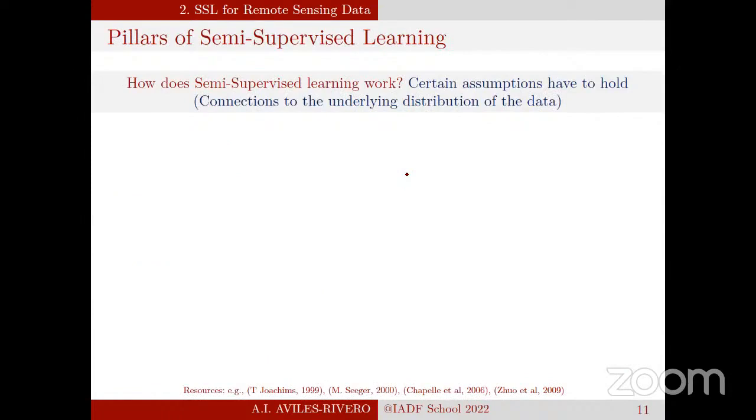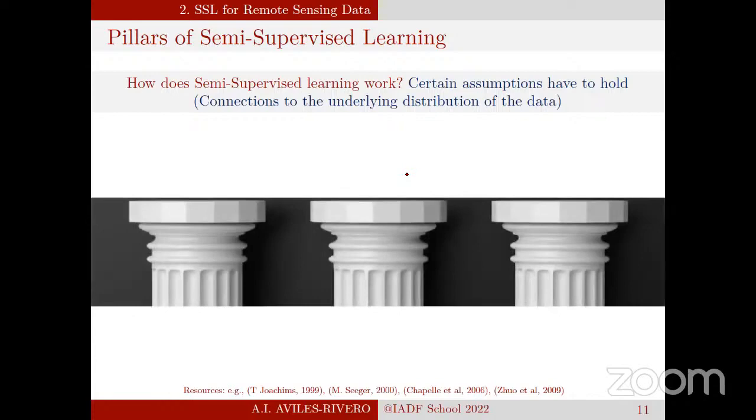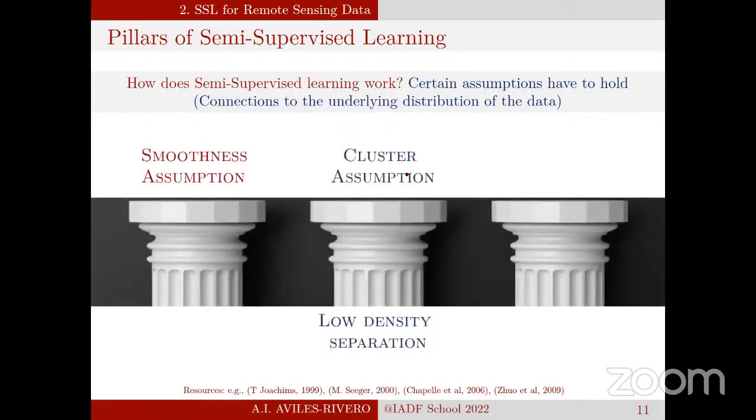As I mentioned before, semi-supervised learning, even with classic techniques and deep learning techniques, has well-known pillars. Any semi-supervised technique works under certain assumptions, and these rely on the distribution of the data. The pillars of semi-supervised learning are, first, the smoothness assumption. Then we have the clustering assumption and the low density separation. Here I will make a distinction, although the clustering assumption and the low density separation assumption have been known in the community as somehow equivalent.